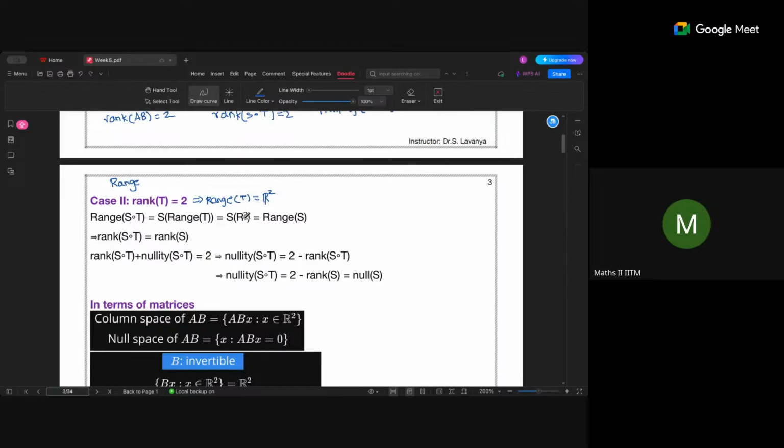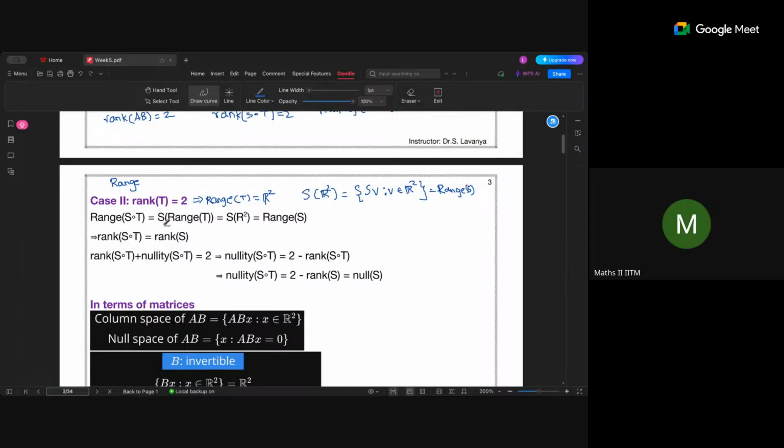Now what is S of R2? How can we write this? S of V, V in R2. Now, what is this set? Can anyone tell? This is range of S. Yes. So this is range of S, right? That's why S of R2 is written as range of S. So, what did we get? Range of S composition T is equal to range of S, right? So it means their corresponding dimensions should also be the same. So you see that rank of S composition T is equal to rank of S.